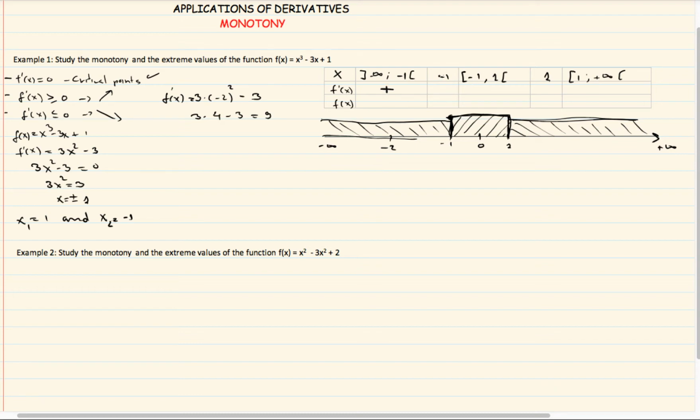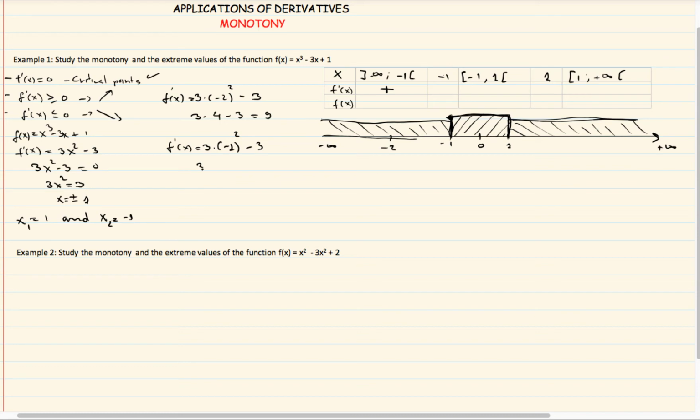And then the next step, I have the critical point. So what is the value of the derivative when we are at the critical point, which is here? I'll take again the same function: f dash of x is equal to 3 into minus 1 squared minus 3, replacing the place of x with the value of the critical point.